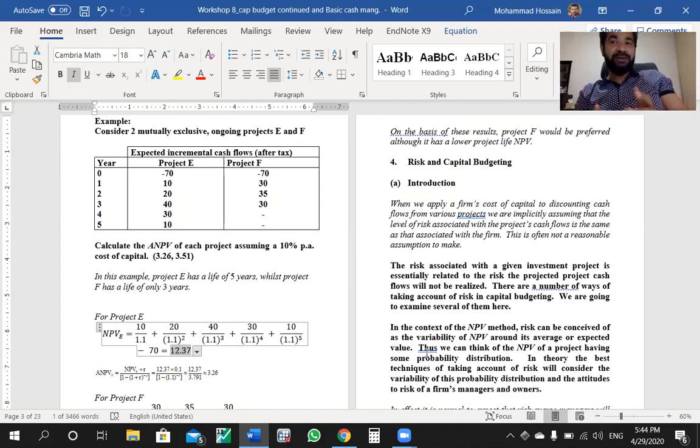Now, annualized NPV says we will find such a figure which will be a future cash flow. We'll find a net present value of future cash flows. Actually, I should not say net present future cash flows. We'll say it this way.